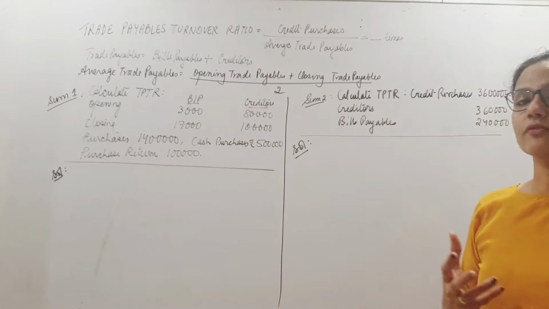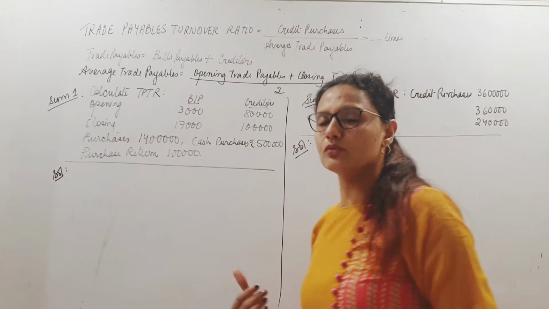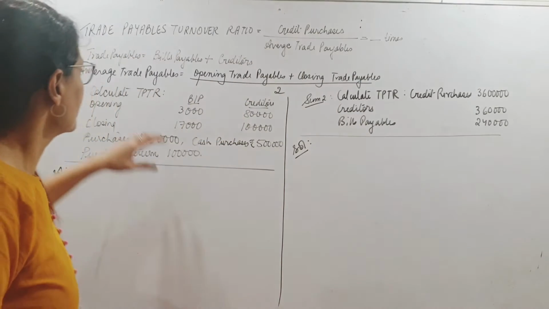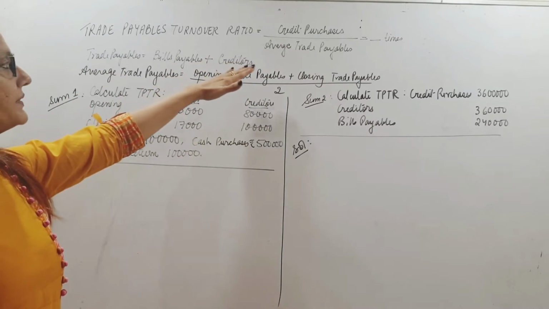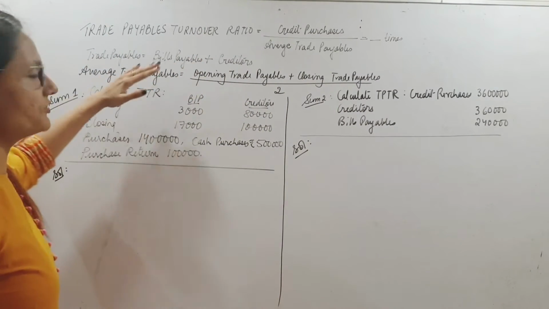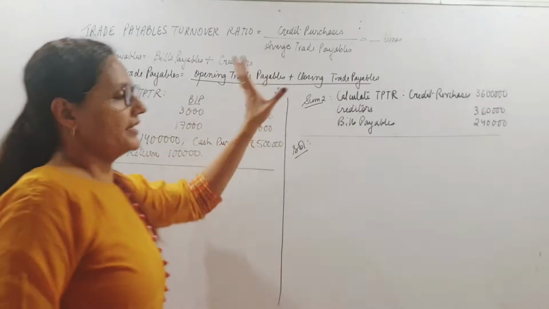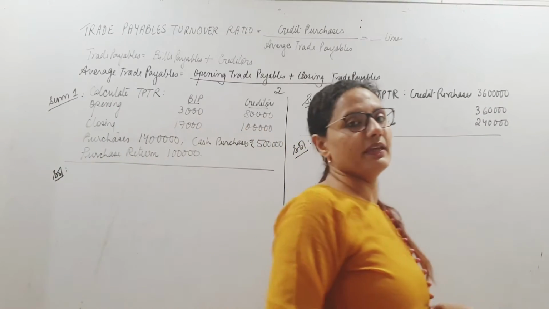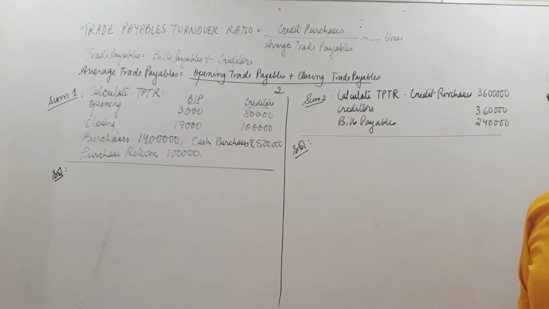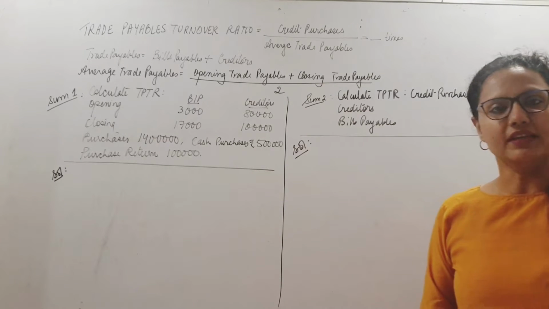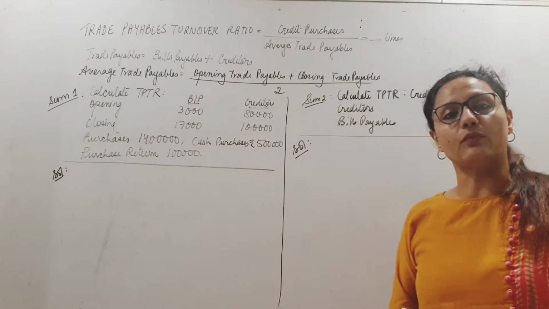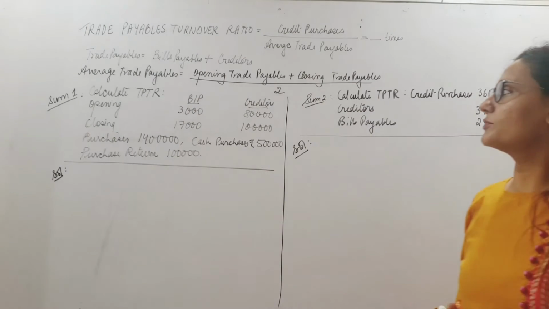So here we need to find out how we will be solving this ratio. Trade payables is bills payable plus creditors, and average trade payable is opening trade payables plus closing trade payables divided by 2, as we have done in the last ratio. If you haven't watched that, please go and watch it. The link is given in the description box.